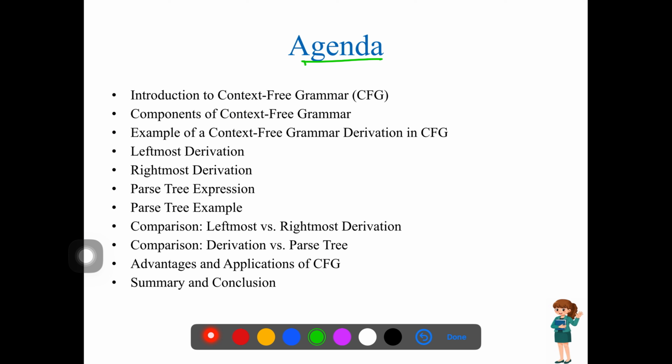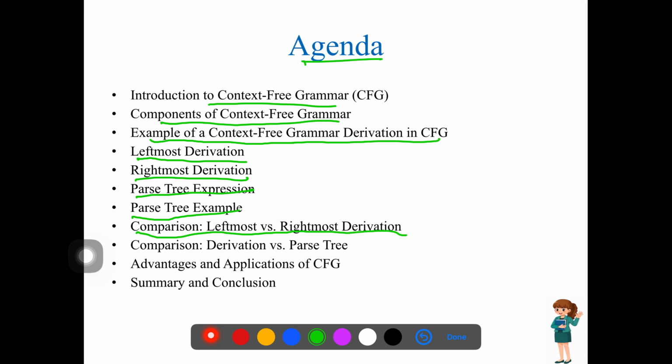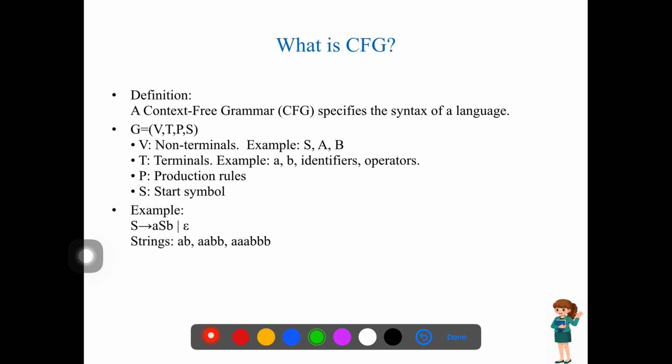The agenda of today's presentation: introduction to context-free grammar, and we'll see the components of context-free grammar. We'll see the example of context-free grammar, leftmost derivation, rightmost derivation, parse tree expression, parse tree example, comparison of the leftmost versus rightmost derivation, comparison of derivation versus parse tree, and advantages and application of the context-free grammar, summary, and finally we'll end up with the conclusion. Let us go in detail with the slides.